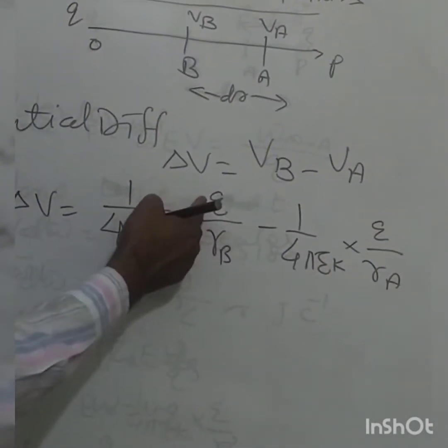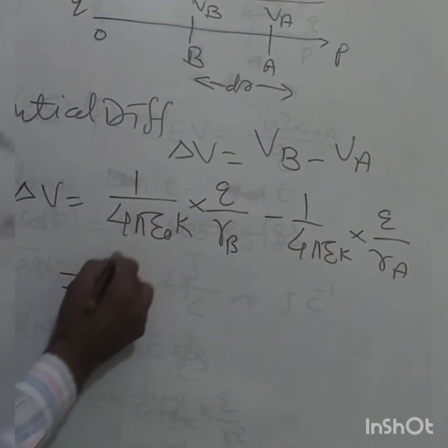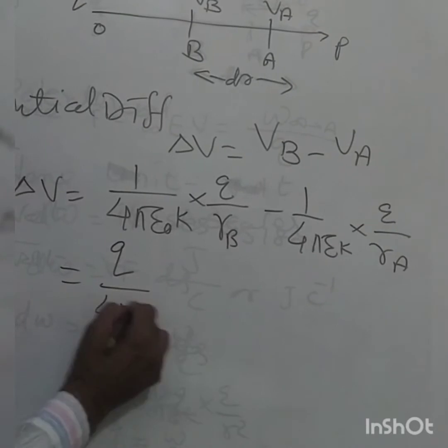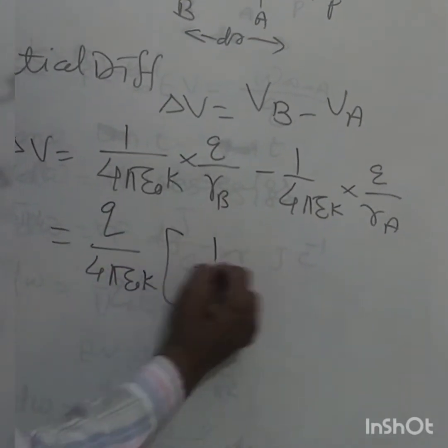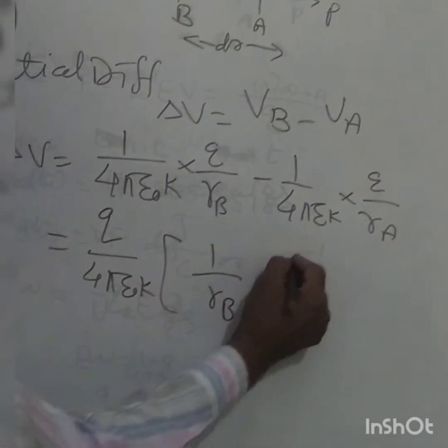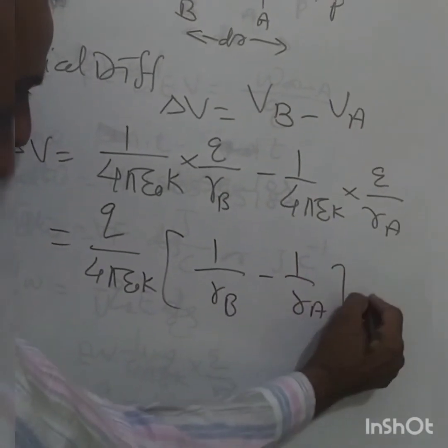Q is common in both, and 4 pi epsilon naught K is also common, so Q upon 4 pi epsilon naught K will be common. So here we have 1 upon RB minus 1 upon RA volt.